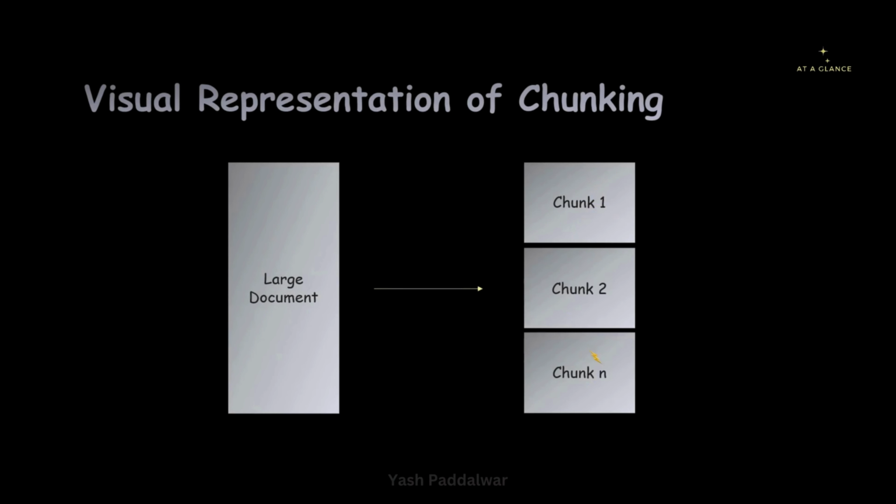Now, each and every chunk will then be sent to the embedding model for creating the vectors. A separate vector will be created for chunk 1, a separate vector will be created for chunk 2, and so on, instead of creating one single vector for the entire larger document. So I hope the visual representation of chunking is clear to you all.